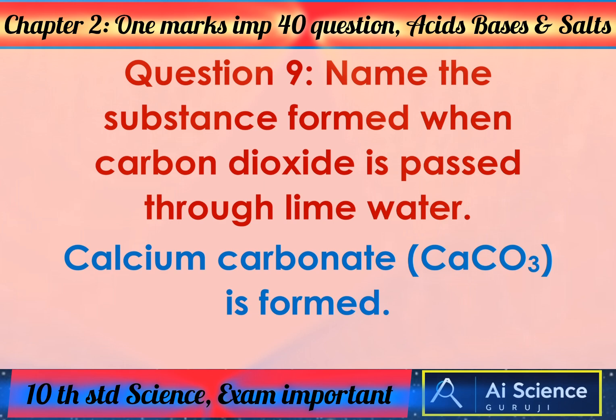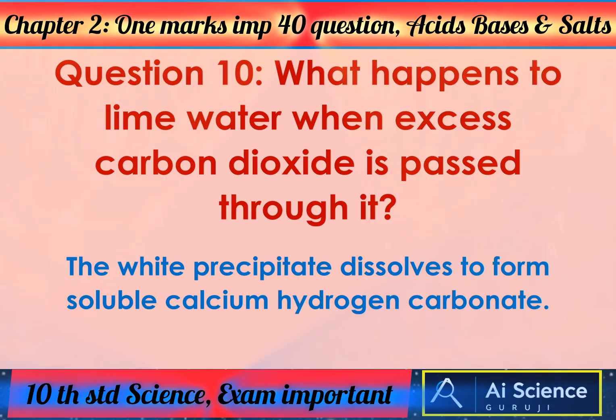Question 9. Name the substance formed when carbon dioxide is passed through lime water. Answer 9. Calcium carbonate, CaCO3, is formed. Question 10. What happens to lime water when excess carbon dioxide is passed through it? Answer 10. The white precipitate dissolves to form soluble calcium hydrogen carbonate.